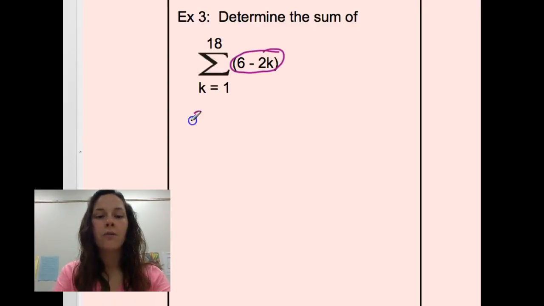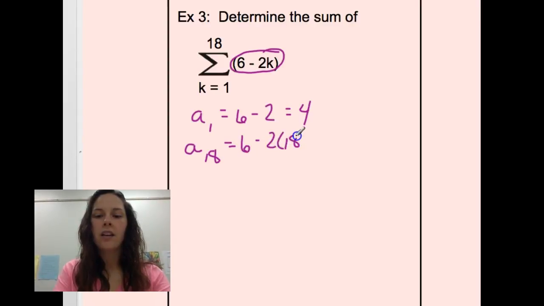So I need the first term. So when I substitute 1 in for k, I get 6 minus 2, which is 4. I need the last term, or my 18th term. Substituting 18 for k, I get 6 minus 36, which is negative 30.